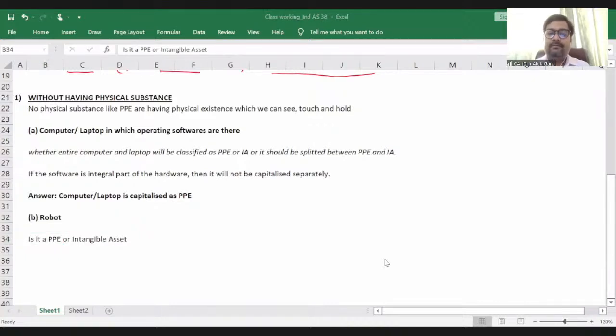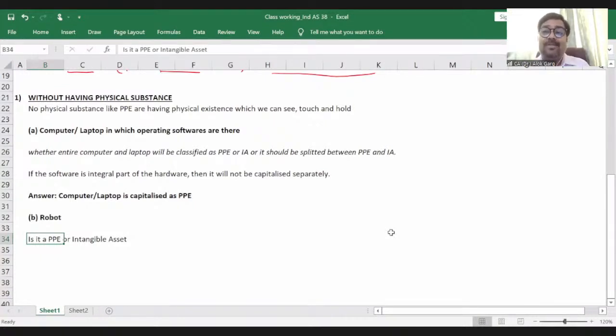For example, you will buy some software. When you buy some software, it will come on a CD, compact disc, or a floppy drive, or a pen drive. So we are just taking a medium for storing these intangible assets, right? But going by the form, you will feel that I can touch the pen drive, I can use the pen drive. So you feel that it is like a PPE.